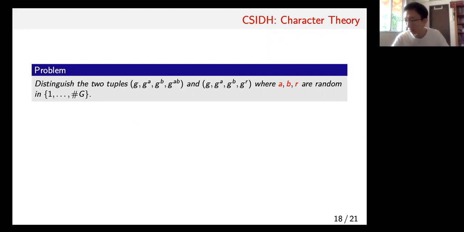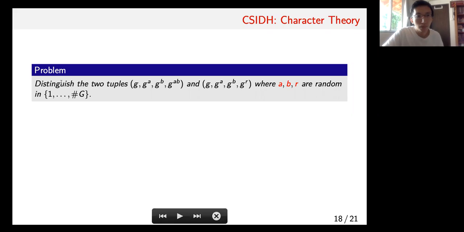And finally, the last result, because I'm running out of time now, is this beautiful character theory result on CSIDH by Jana, Kestwick, and Vercautren. So the problem is to distinguish two tuples. So I'm writing this in the traditional abelian group, as you saw in the first slide. Yeah. So this is a slightly different problem. This is called the decisional Diffie-Hellman problem, or DDH. So you're given this tuple and this tuple, where A, B, and R are unknown and random. Okay. And the task for you is to distinguish between the two of them.